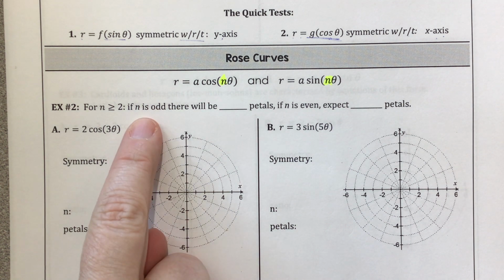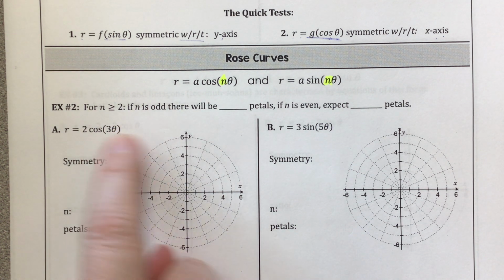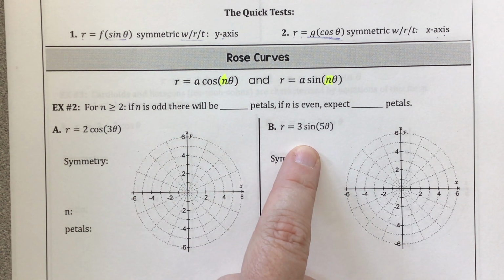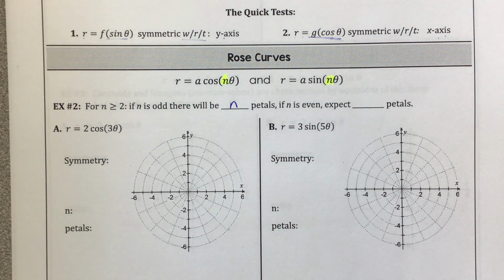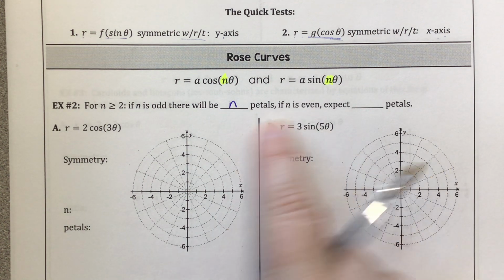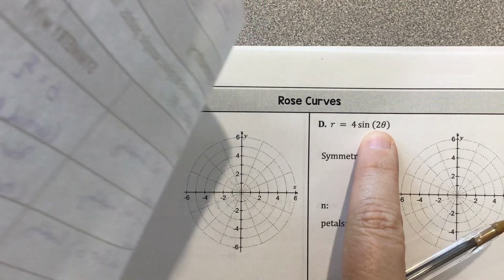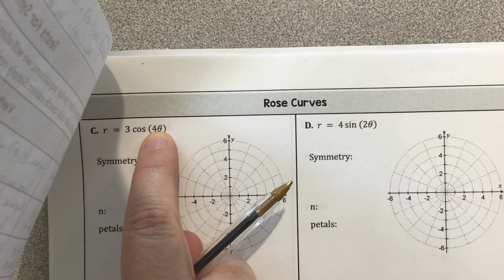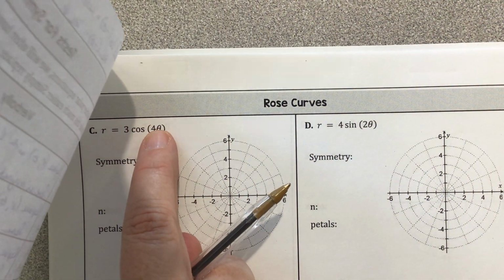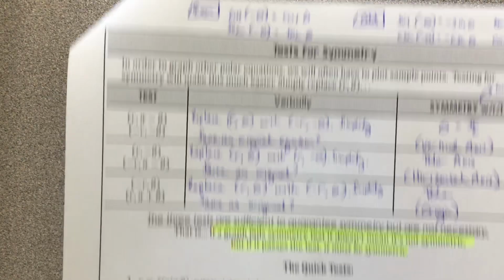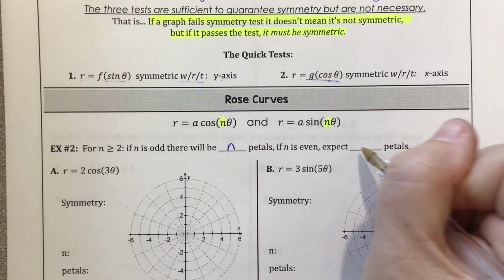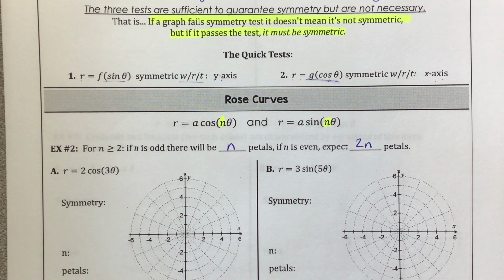If n is an odd number, like 3 or 5, then that is the number of petals that my flower will have. If n is an odd number, there will be n petals. But if n is an even number, like we can see on the next page, here 2 theta, here 4 theta, then there are twice this many petals. This flower will have 8 petals. This flower will have 4 petals. So if n is even, there are 2 times n petals.